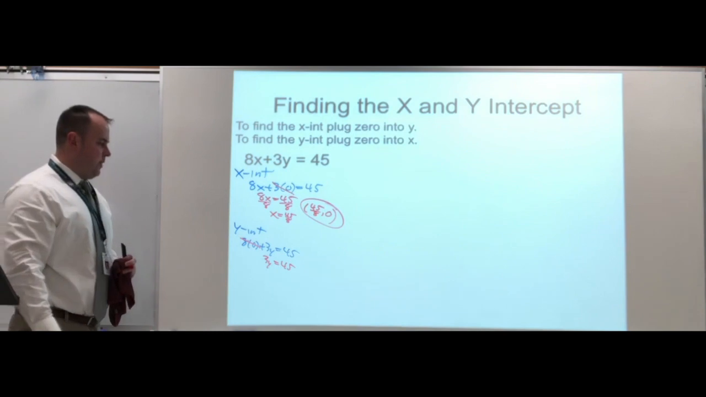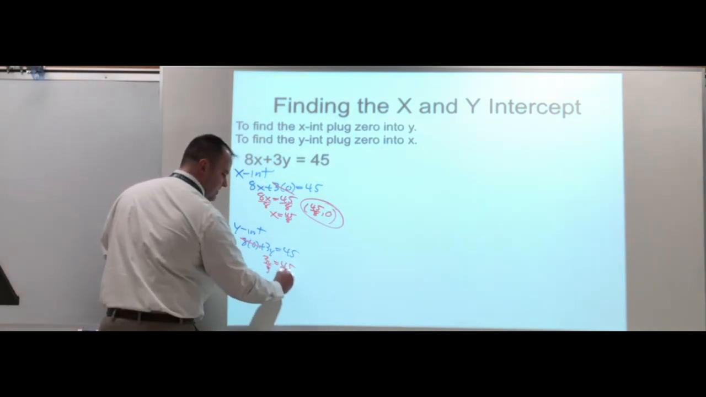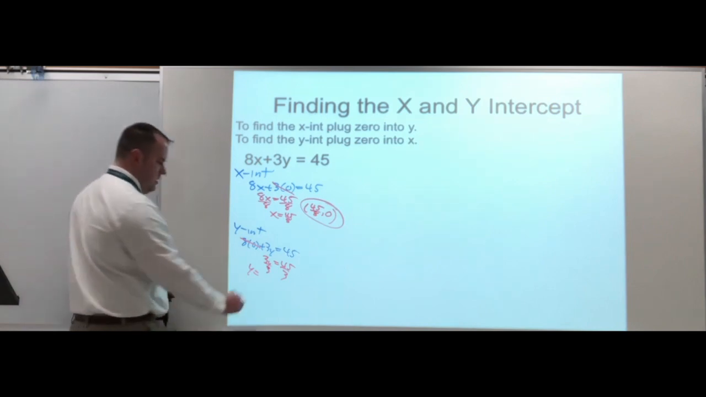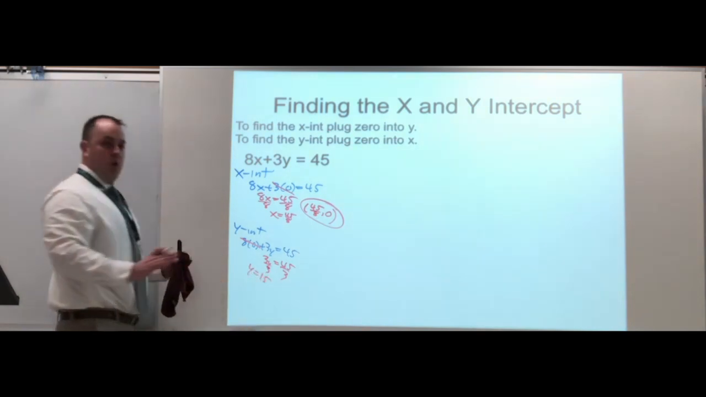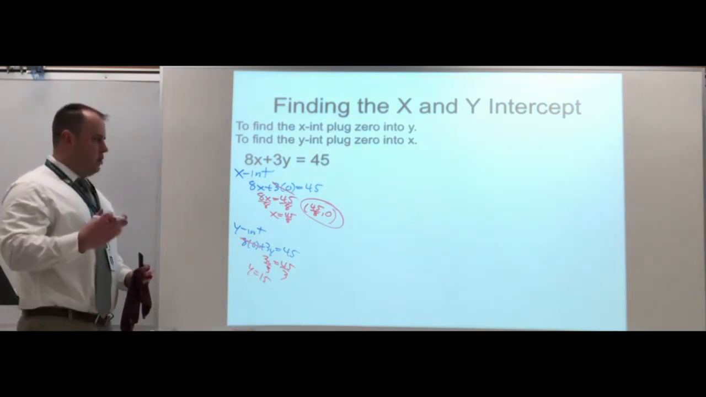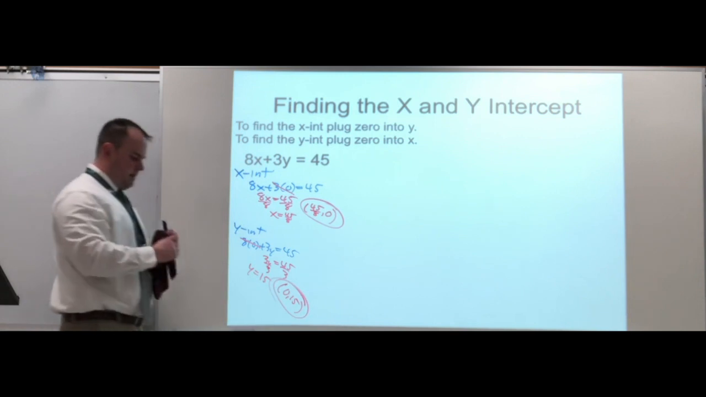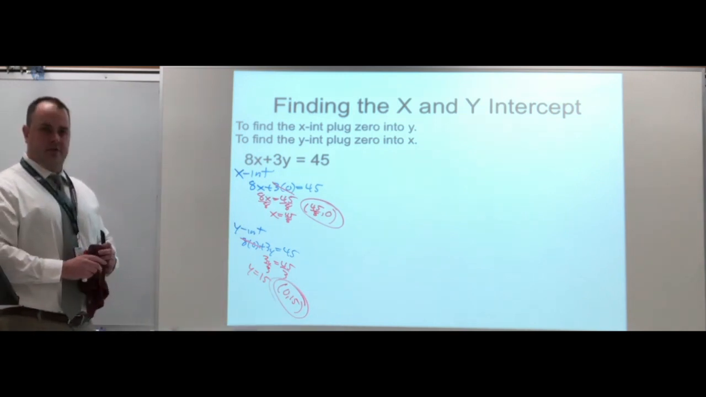Now if you divide 3 to both sides, you get y by itself. Y equals, and that should be 15. Now again, don't leave it as y equals 15. Your y-intercept is 0, 15. Okay, so there's our y-intercept, there's our x-intercept.